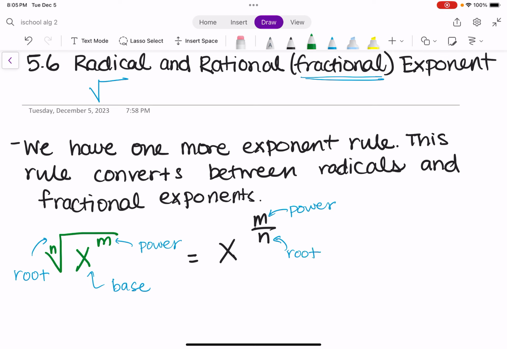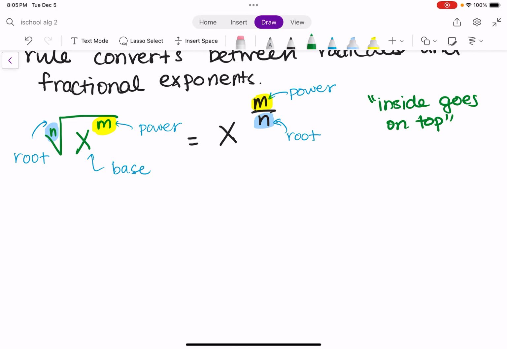What I like to remember is the following. The inside goes on top, right? Whatever's on the inside, in this case m, ends up on the top, which means the thing on the outside goes on the bottom. Okay, so let's practice this. Let's say we had the cube root, so that means a root of 3, cube root of x squared. Again, I ask myself, what's on the inside? 2 is on the inside, so it's going to be x to the power of 2 over, and then 3 is on the outside, so 2 over 3.